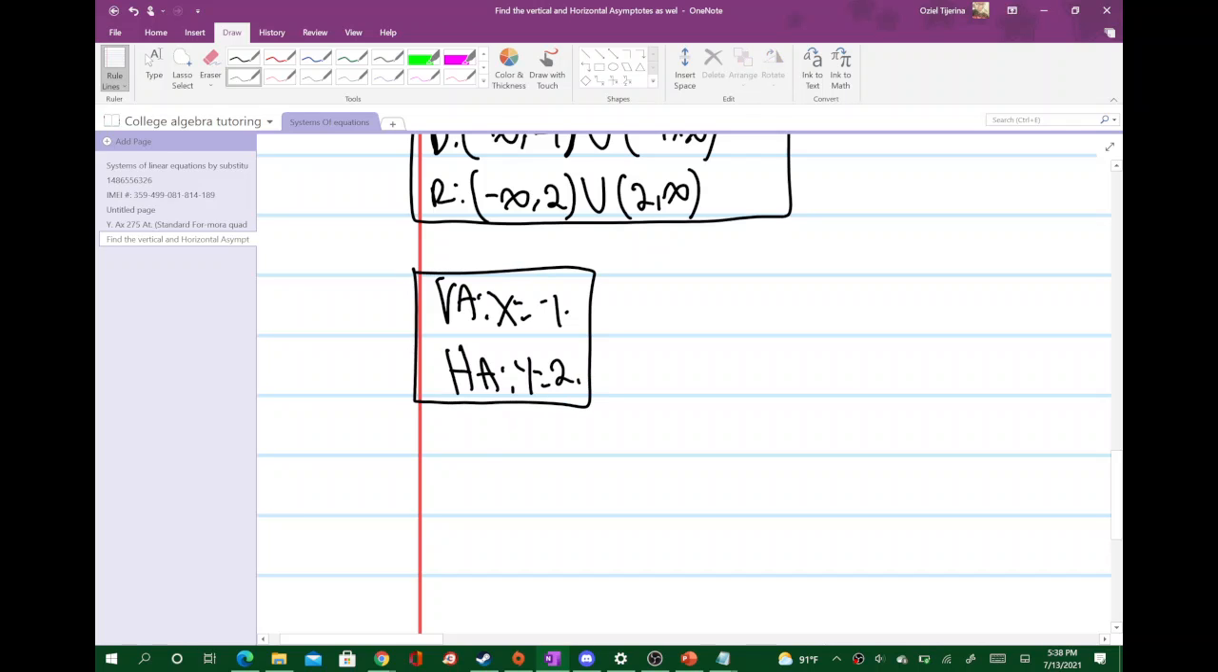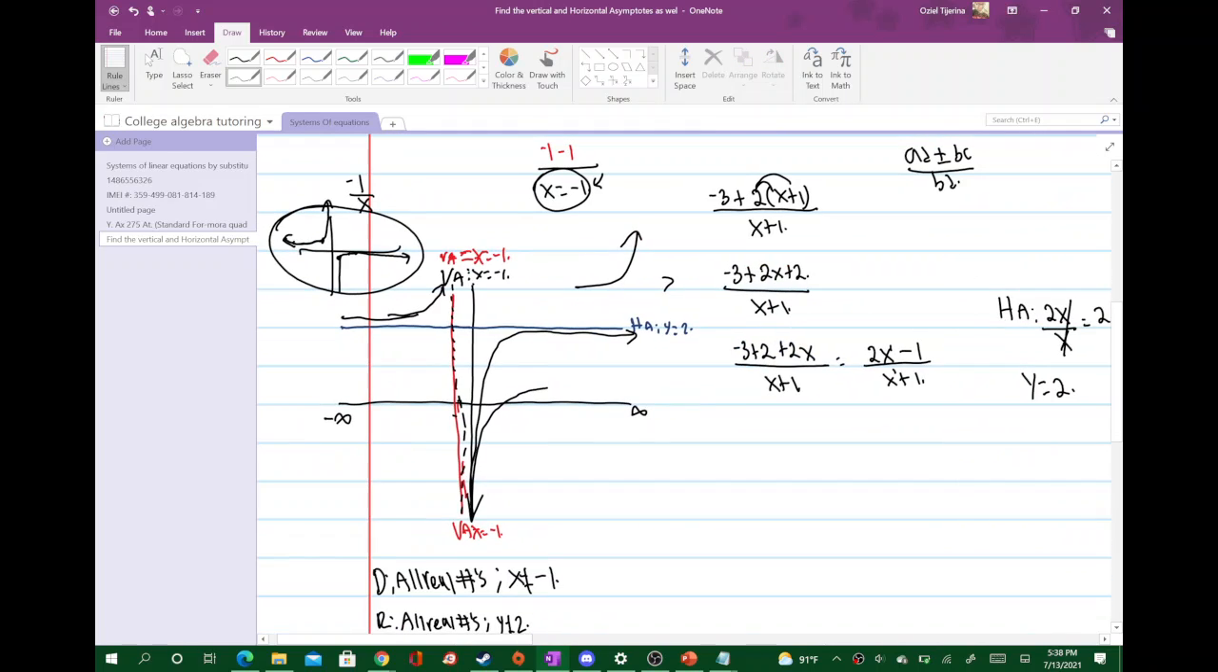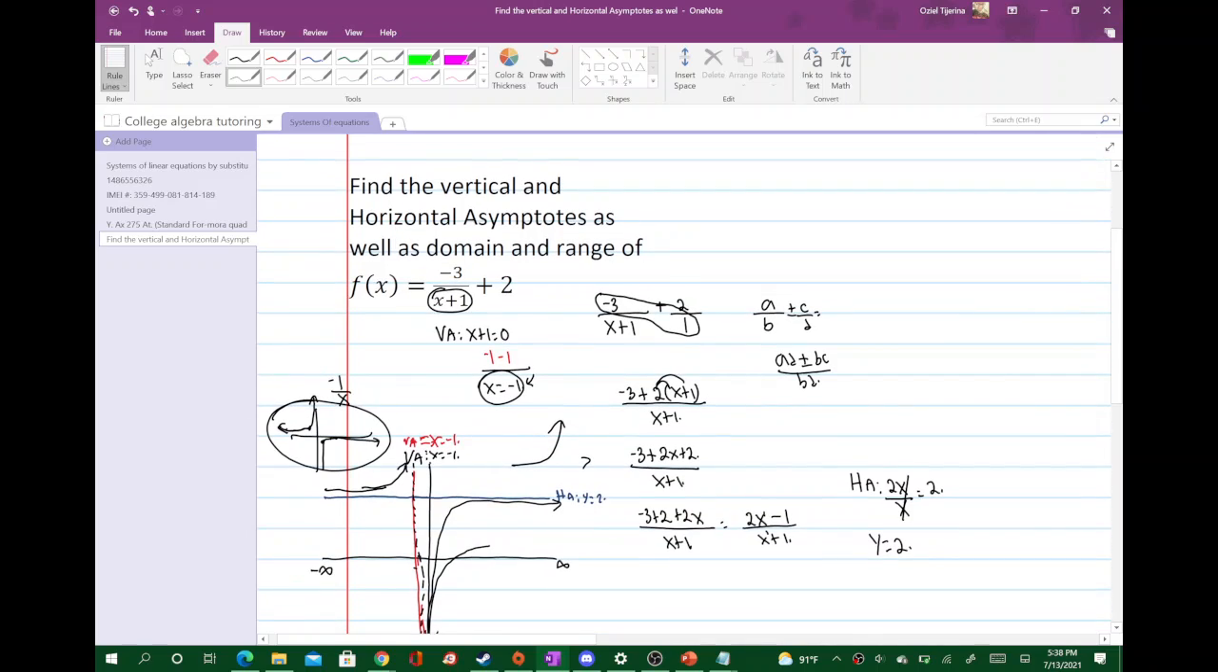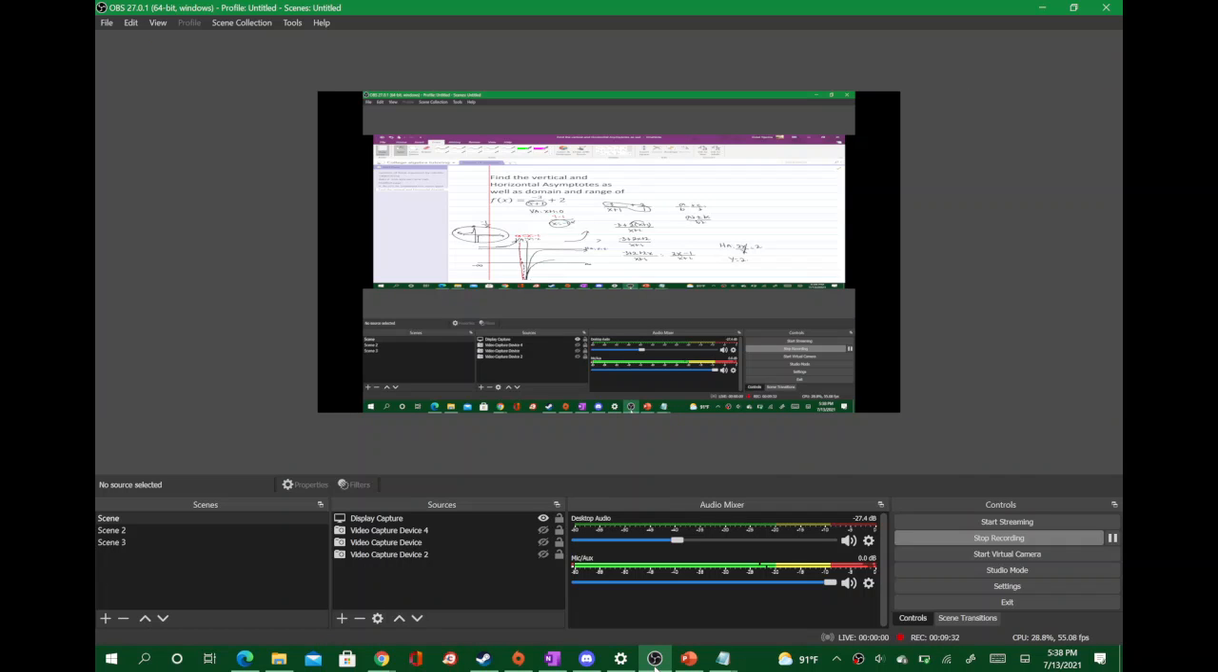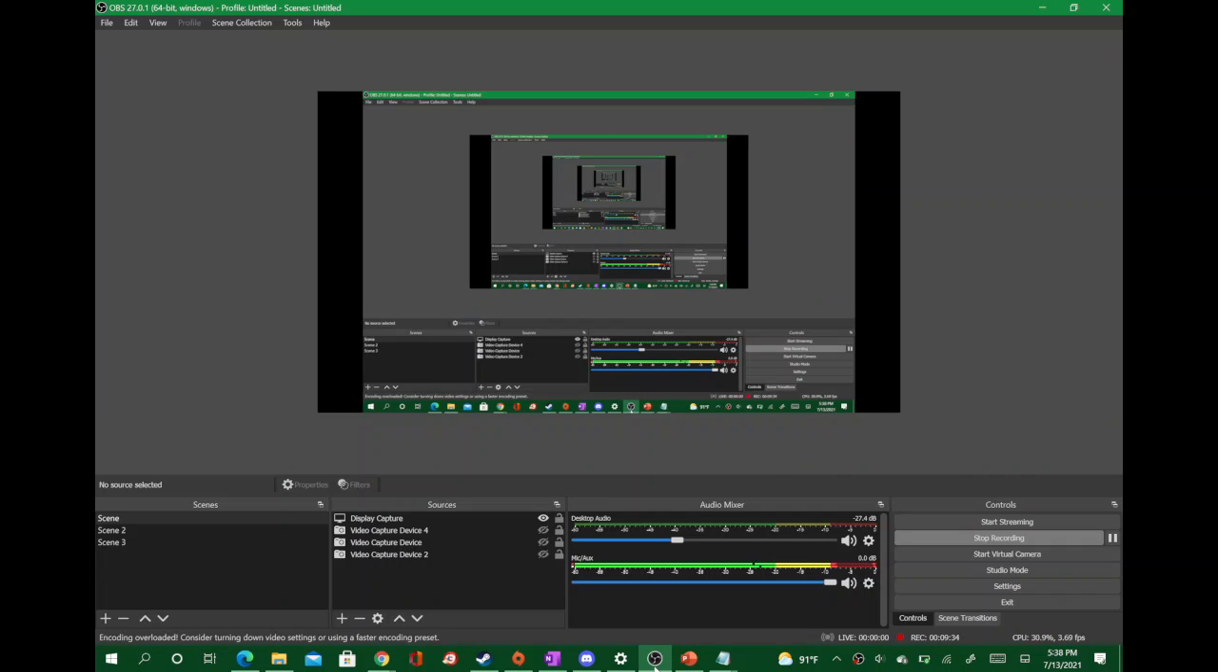So this is how you find the vertical and horizontal asymptotes as well as the domain and range of this function, okay? So I hope that helps, guys. I know it was a kind of long video, but not too bad. If you have any questions, please let me know.